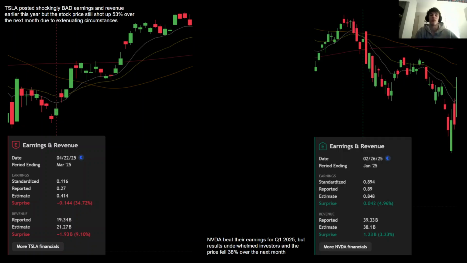And then this is sort of where it gets sticky because earlier this year, Tesla posted some shockingly bad earnings and revenue, and then the stock price still shot up and rose over 50% over the next month. And this was due to various extenuating circumstances, but this sort of shows that earnings is not everything. You could post really good earnings and it would go down, or you could post really bad earnings and it could go up. So you can see this with Nvidia here. At the very beginning of this year, Nvidia beat their quarter one earnings, but investors were underwhelmed, and the price fell 38% over the next month, even though they beat their estimates.